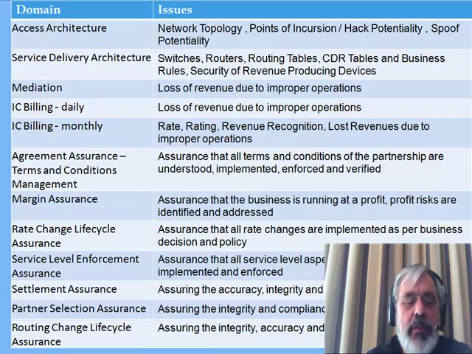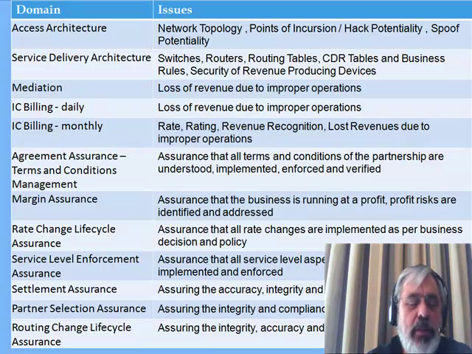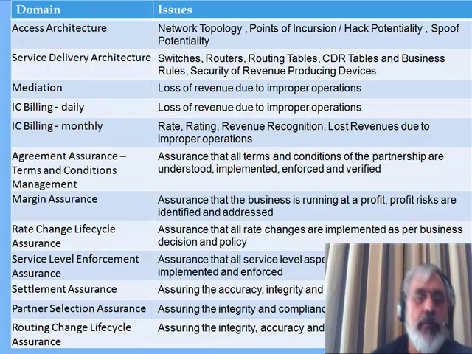Enforcing service levels, which is the service level enforcement area. Assuring the accuracy, integrity, timeliness of the settlement process. Assuring integrity and compliance with corporate policy as far as selecting partners is concerned, and then of course making sure the controls are in place for making changes to routing. So each of those domains is potential.